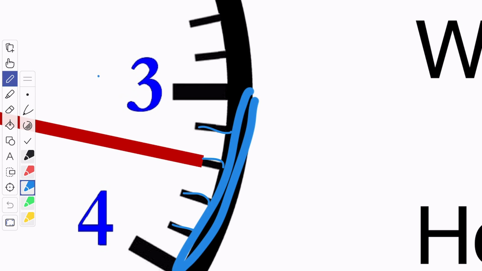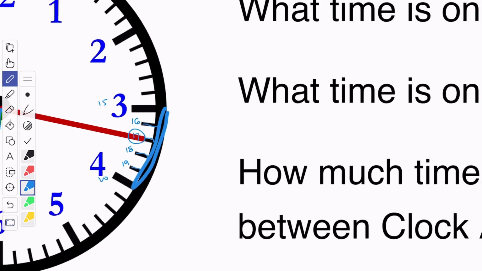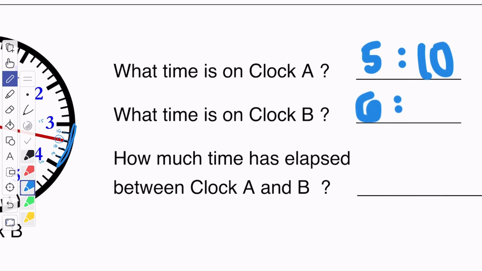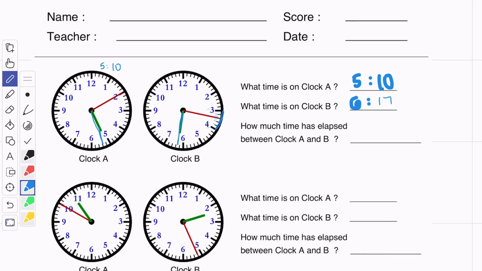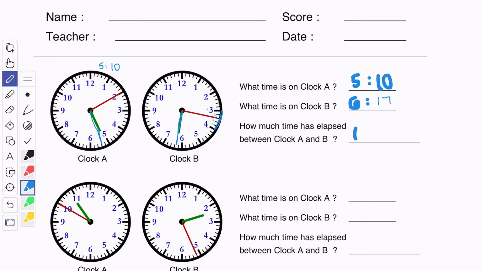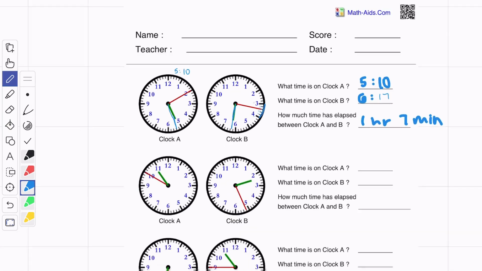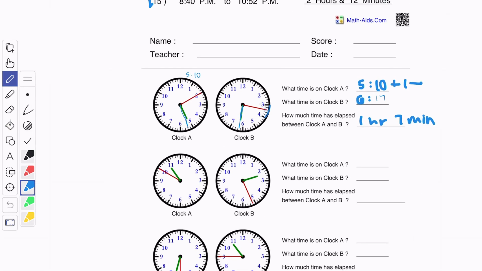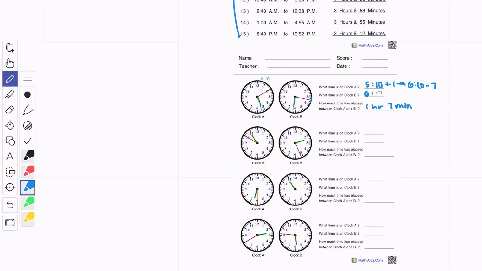But these little sketches, these symbolize more specific. So this one is 15, right, as we know. This one's 16, this one's 17, this one's 18, this one's 19, and then 4 is our 20. So right now it's at 17. So we're at 6:17. So how much time has elapsed? It's been 1 hour and 7 minutes. Because if we add an hour here, we get 6:10, but we need 7 more minutes.